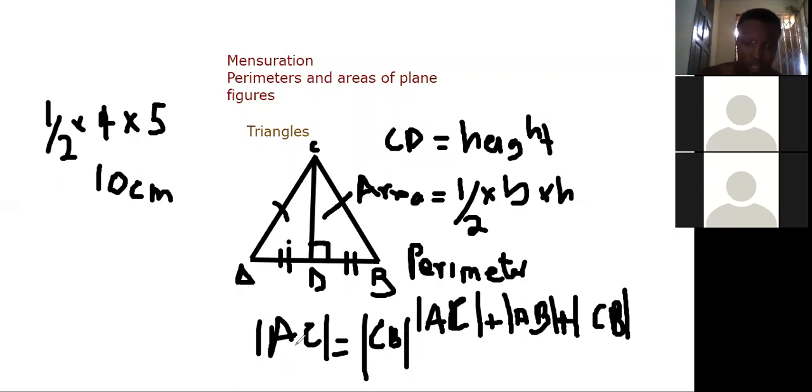CB. So the distance of AC and CB are equal. Now, this and this means that the distance from here to here is equal to the distance from here to here. So that is it. But this and the full distance here, they are not equal. This and this, only two sides are the same.